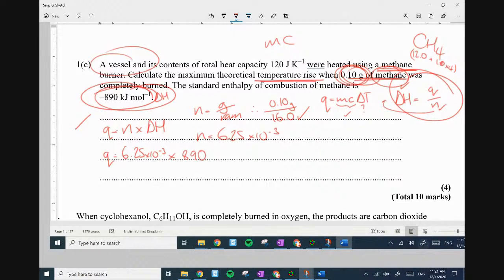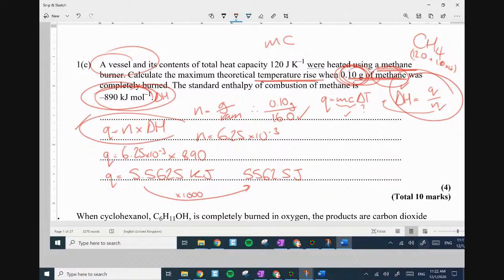890 multiplied by 6.25 times 10 to the minus 3 equals, right, so my Q is now 5.5625, and that now is in kilojoules. Now I need to convert it to joules, times 1,000, which takes me to 5562.5 joules. Now I can work out my temperature change.